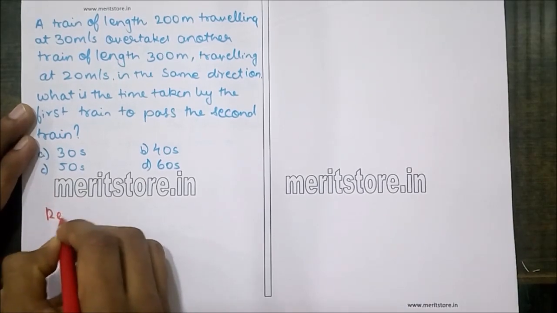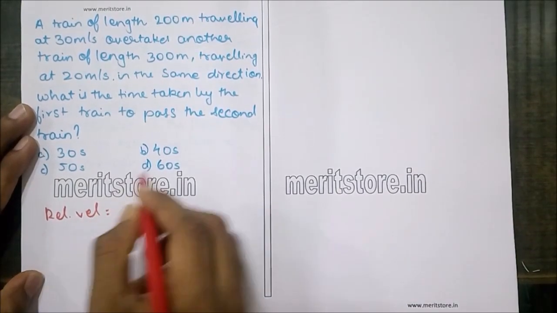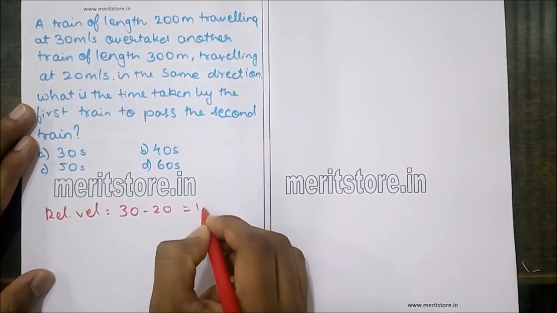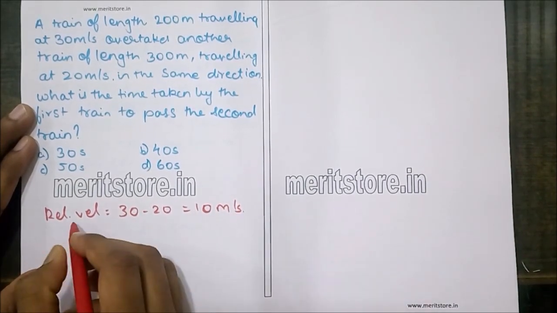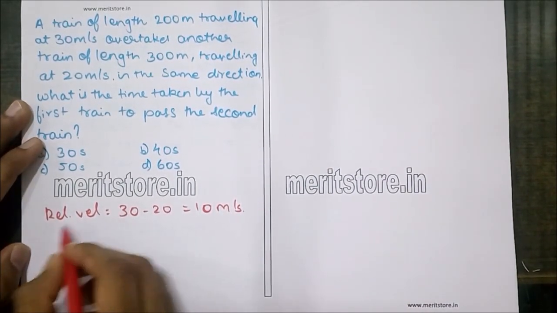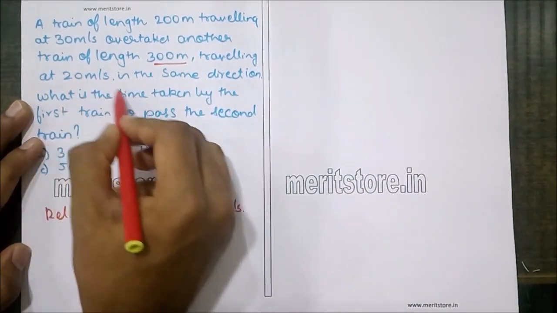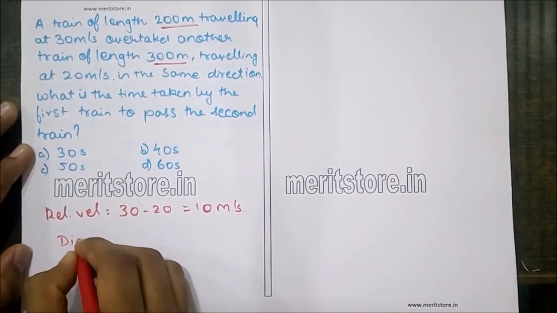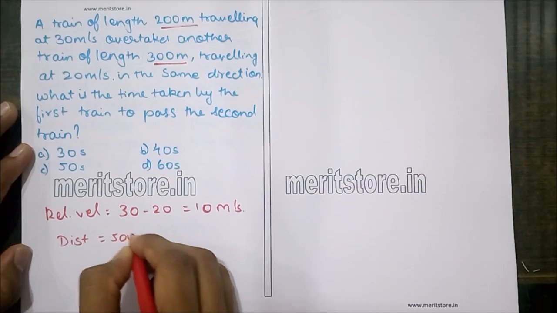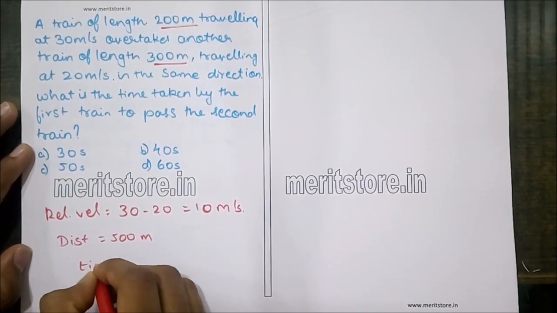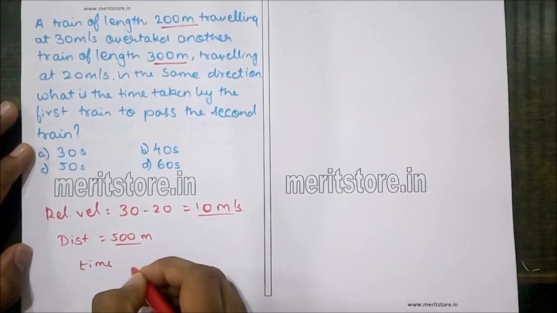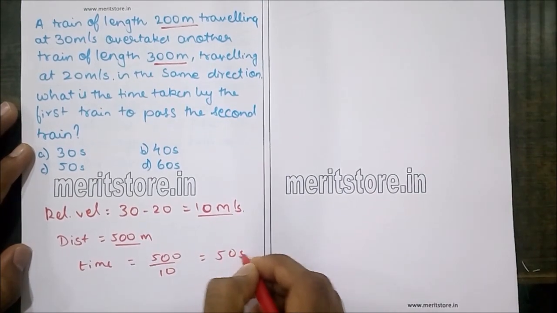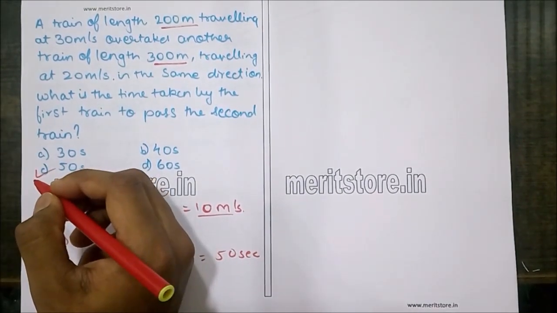Now, the relative speed of the trains. Since they are moving in the same direction, the relative velocities are subtracted. So relative velocity is basically 10 meters per second. When the first train crosses the second train, the total distance which it has to cover is the addition of both the lengths, that is 300 meters and 200 meters. Therefore, distance that the train has to travel is nothing but 500 meters. So the time to travel a distance of 500 meters with a relative velocity of 10 meters per second is given by 500 by 10, that is equal to 50 seconds. Hence, option C is the correct answer.